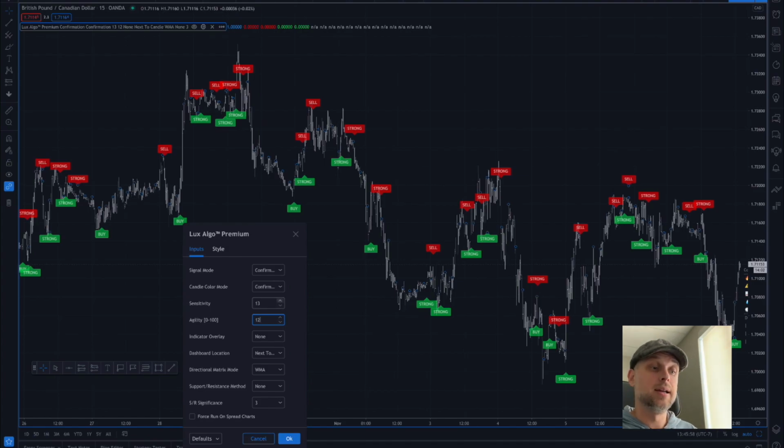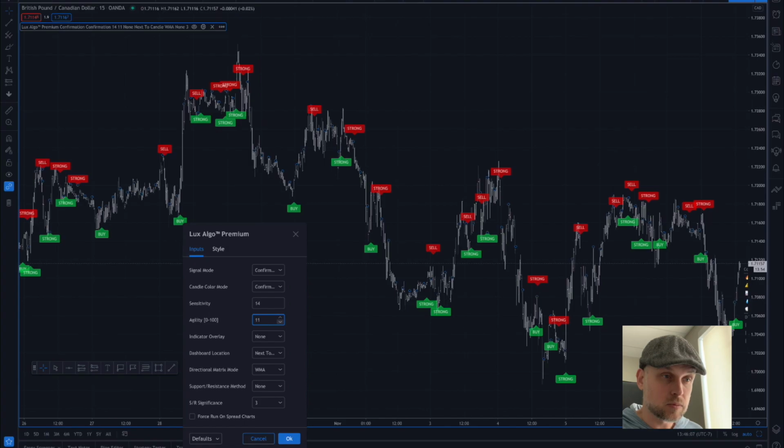So now what I'm going to do, to get rid of the noise, is increase my sensitivity. Yep. Now I can go back to bringing down the agility. See? It's a wonderful thing.